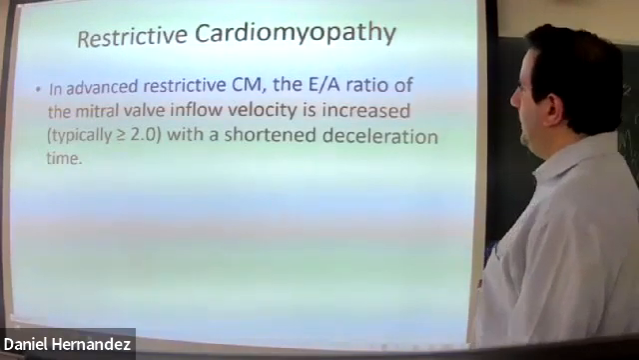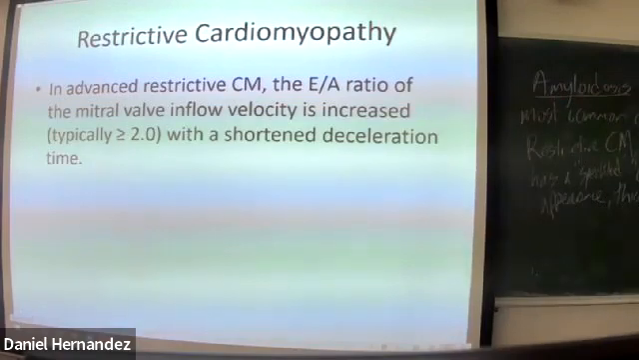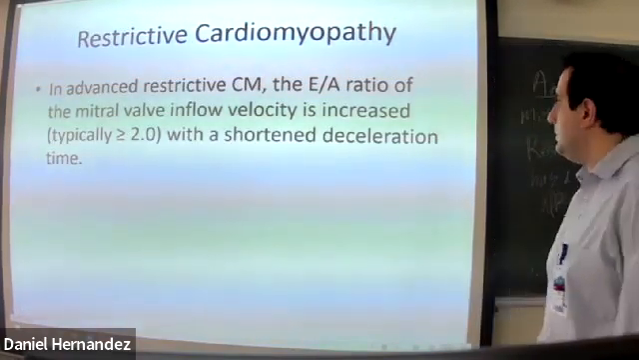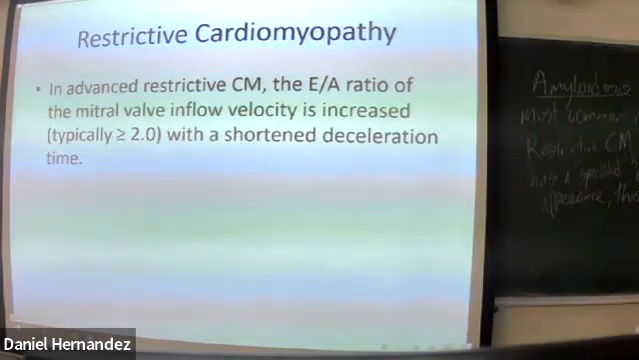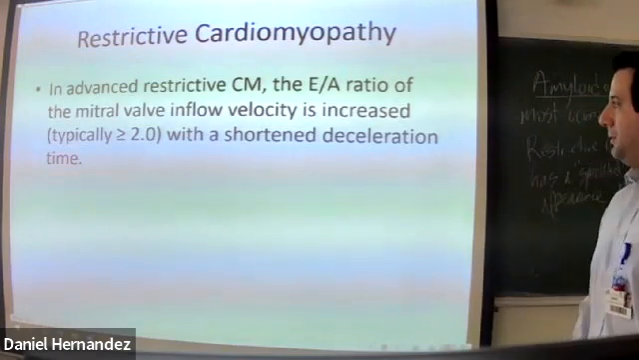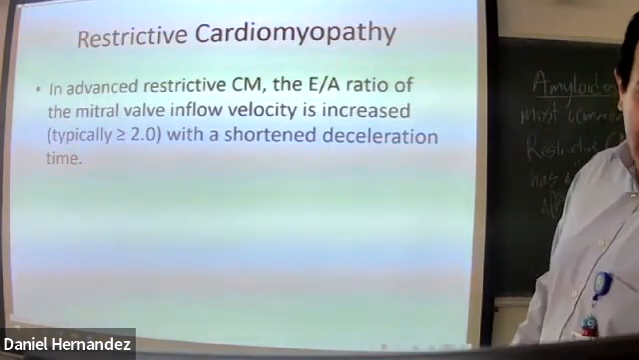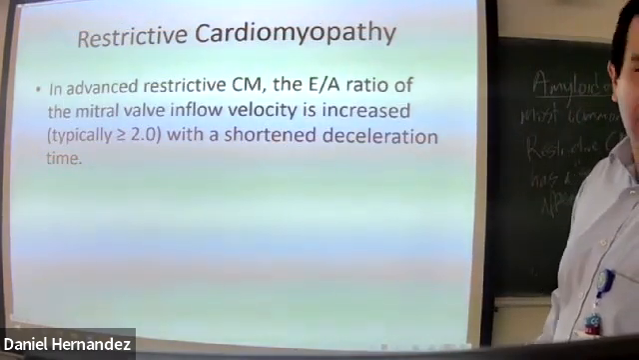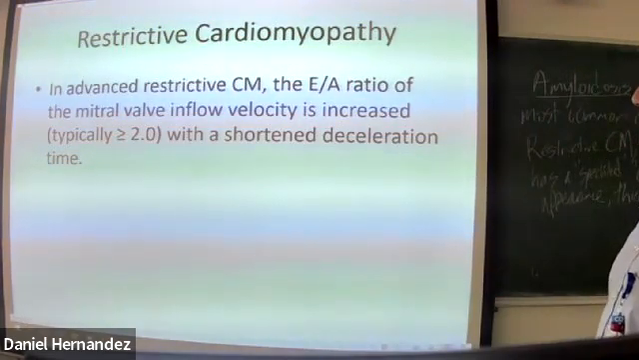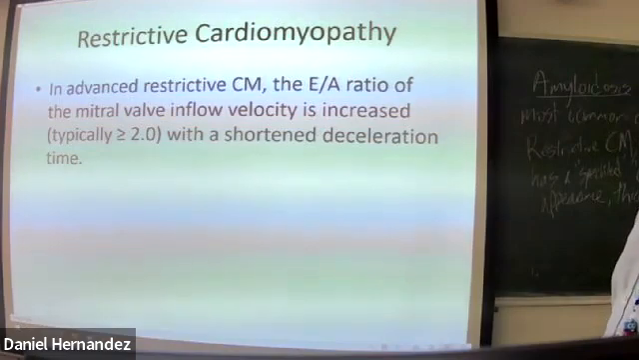Again, when we get more into our diastolic dysfunction, we're going to learn about deceleration time as well. So that plays a component too. Again, as that E to A ratio increases, which is typically greater than 2, that indicates worsening of that diastolic dysfunction and that patient entering into an advanced restrictive filling pattern.